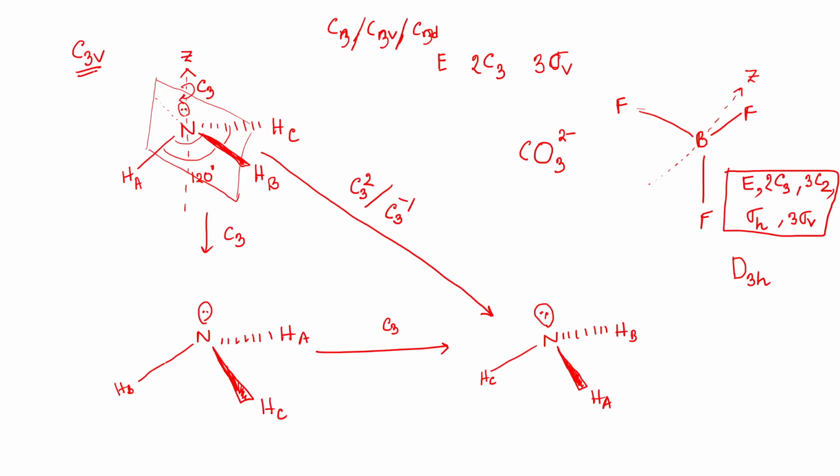In the case of ammonia, C3 was there, but no perpendicular C2 was there. Here it has the identity, two C3 operations, three C2 axes, and three sigma v planes. But ammonia did not have the molecular plane as well as the perpendicular C2. So that's why it was C3v, and this is D3h.